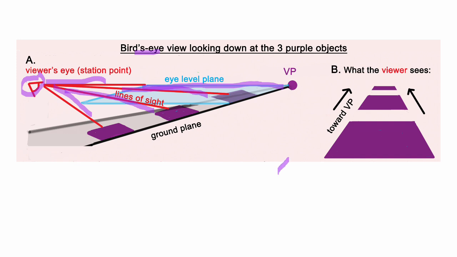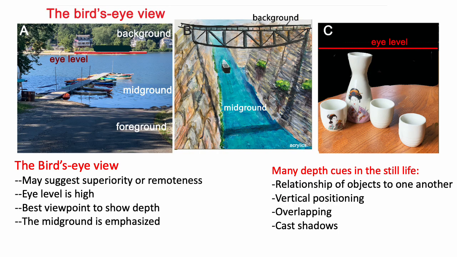This shows what she sees. The purple objects recede toward the vanishing point, and their bases appear higher on the page with distance. A bird's eye view may suggest superiority or remoteness, as if literally or figuratively looking down at a scene. Eye level must be high because everything is below it. This is the best viewpoint for showing depth, since we can see how everything is laid out.